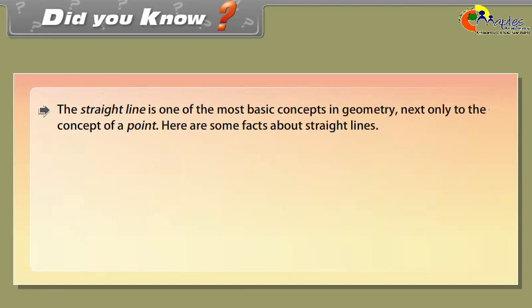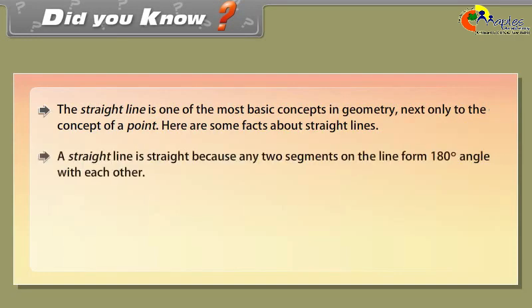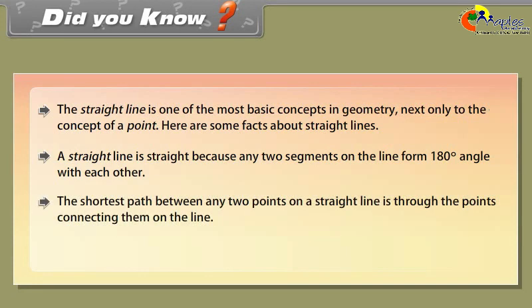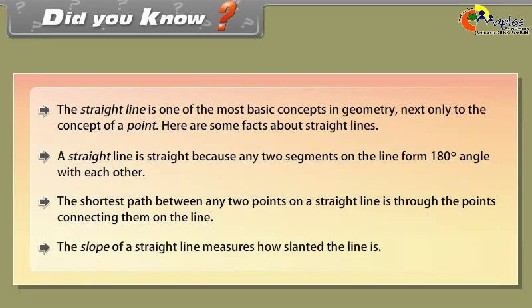Did you know? The straight line is one of the most basic concepts in geometry, next only to the concept of a point. Here are some facts about straight lines. A straight line is straight because any two segments on the line form a 180 degrees angle with each other. The shortest path between any 2 points on a straight line is through the points connecting them on the line. The slope of a straight line measures how slanted the line is.